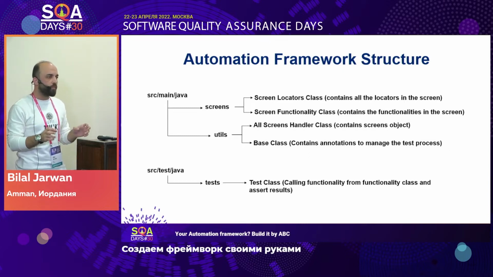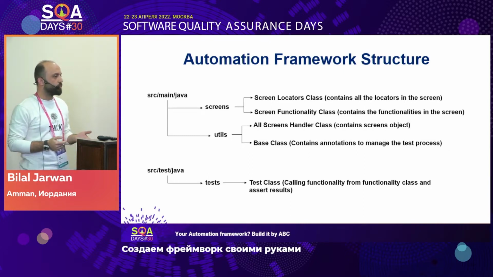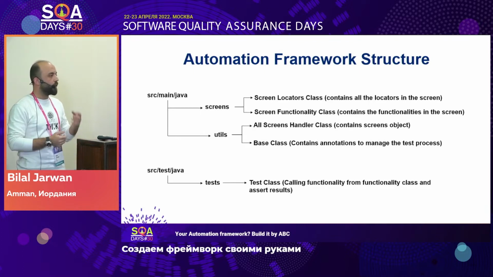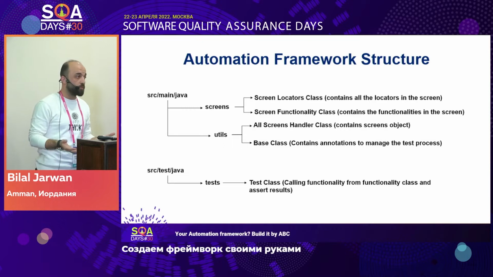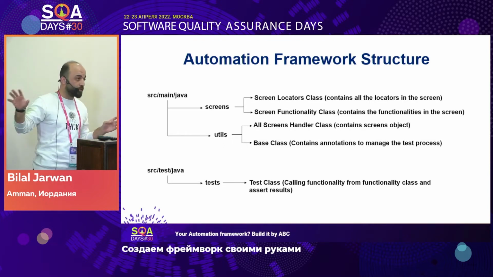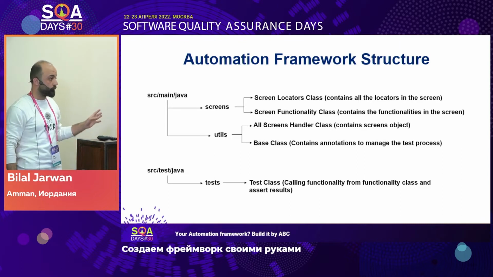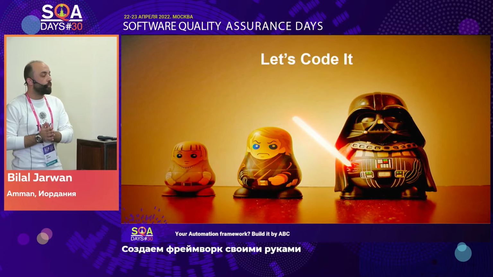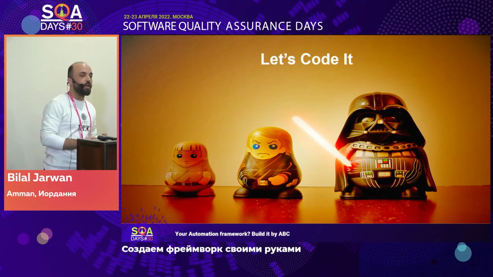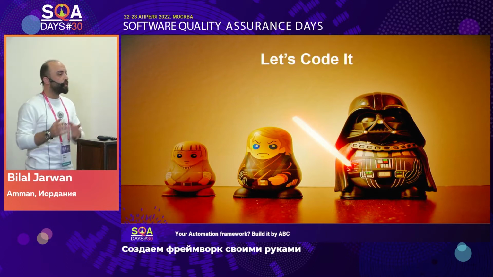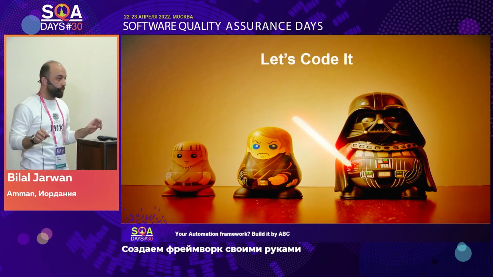So one of the examples, we need to log into the system. So we are sending the username to the username text field, and then sending the password to the password text field, click on the login, and then we need to assert if we are logged in successfully or not. And now we will move to open IntelliJ IDEA and start creating our automation framework from scratch by using one of the websites that's called Sozdaem.